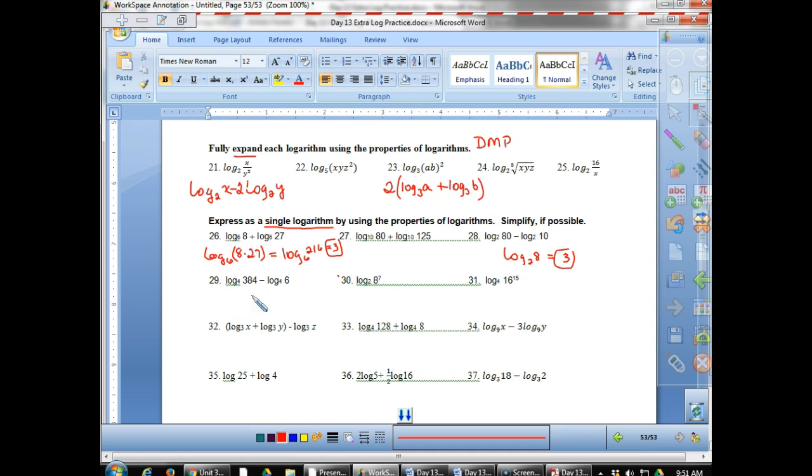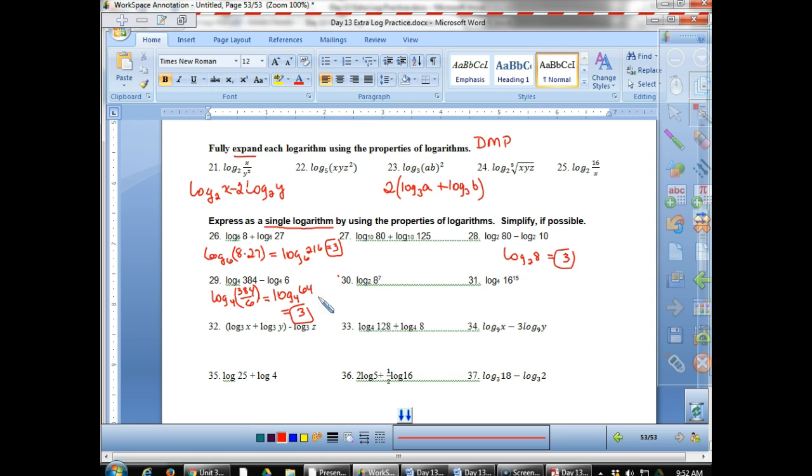So I'm just going to kind of jump around some. 29, I'm going to do division. So log base 4, and then I have 384 divided by 6. And I want to go ahead and simplify that. And we'll try to keep these a little bit smaller on the actual quiz. So we have log base 4, and that's 64. And then from your table, you know that's just going to be the 3rd power. So that's going to be 3.